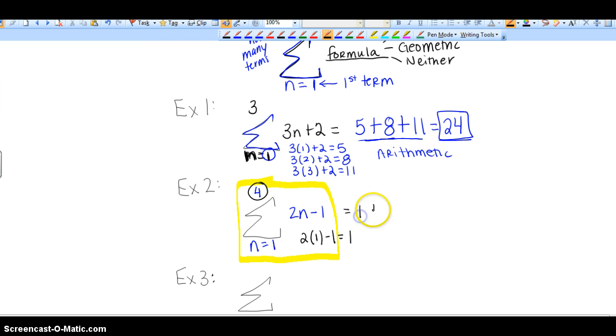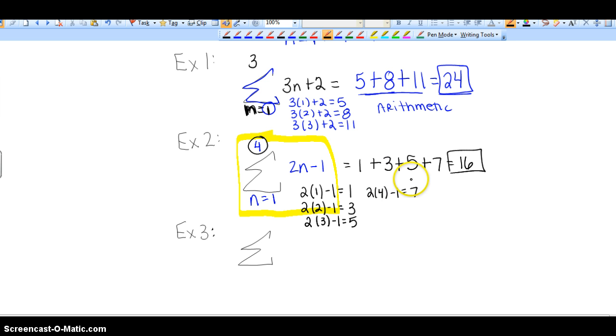So this is going to be 1 plus, we'll plug in 2. So 4 minus 1 is 3. Take the third. So that's 5. And I think you can see the pattern, but I'll go ahead and write the fourth. So it's 7. So you're asked to add 1, 3, 5, 7. 1, 2, 3, 4 terms. So let's look. 1 plus 3 is 4, plus 5 is 9, plus 7 is 16. So the answer is 16. And again, you can tell that this one is arithmetic. It's going up by 2, which is where that 2 is.